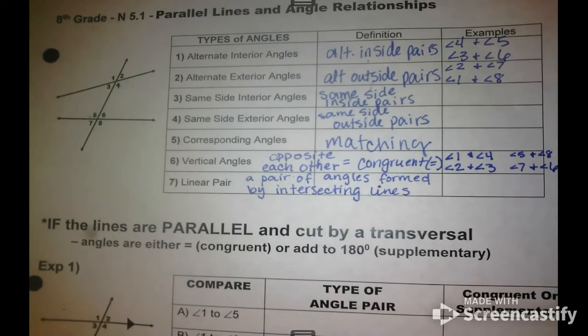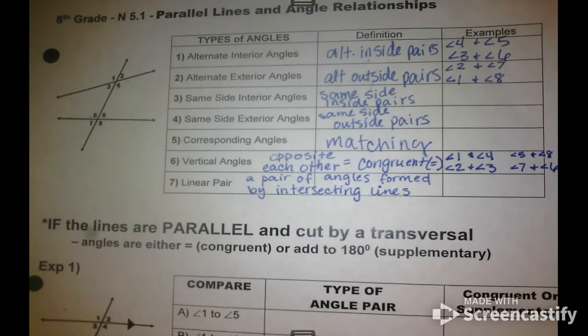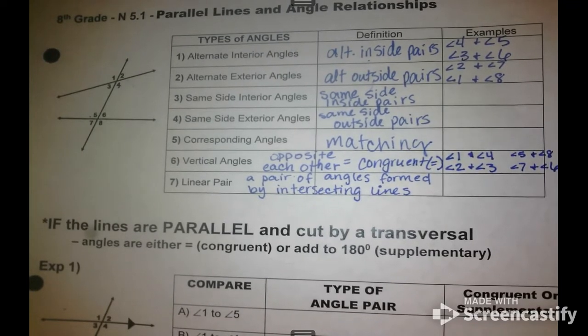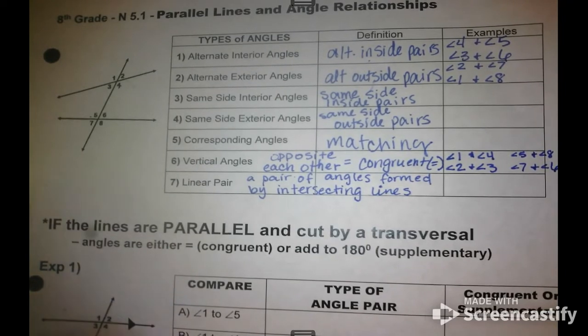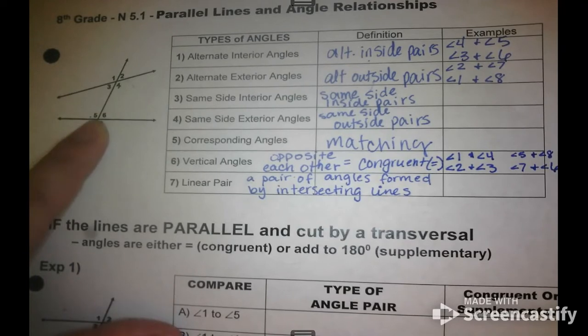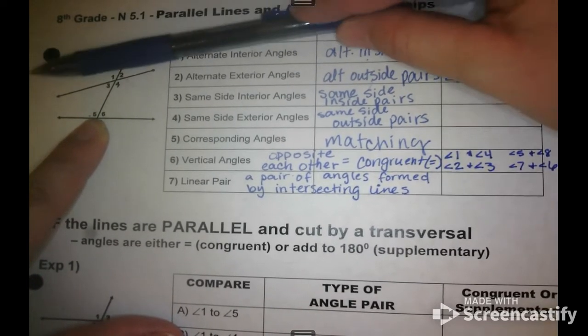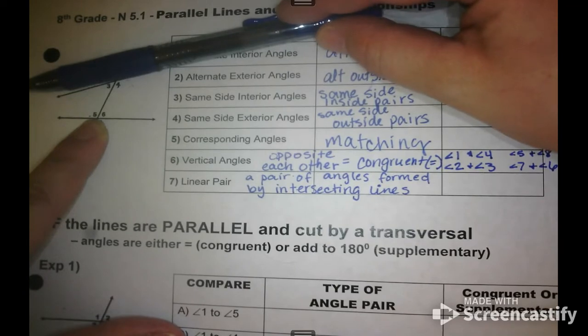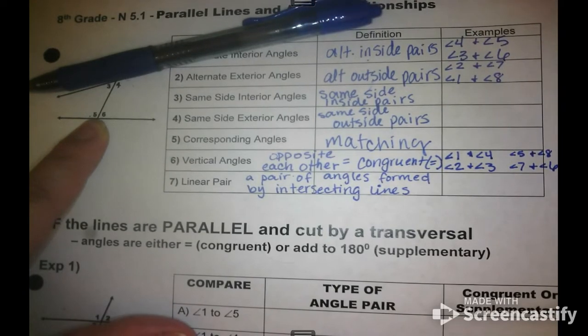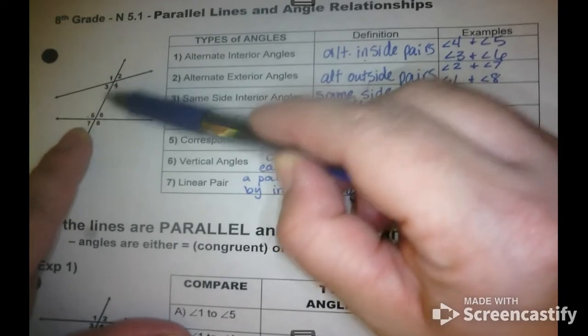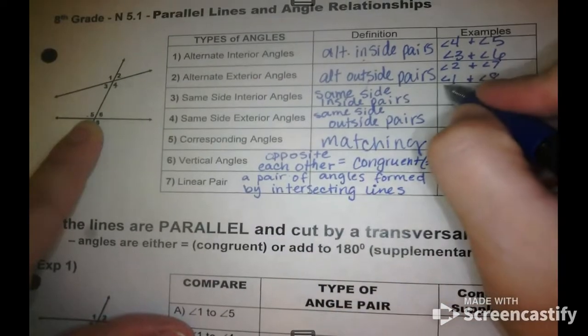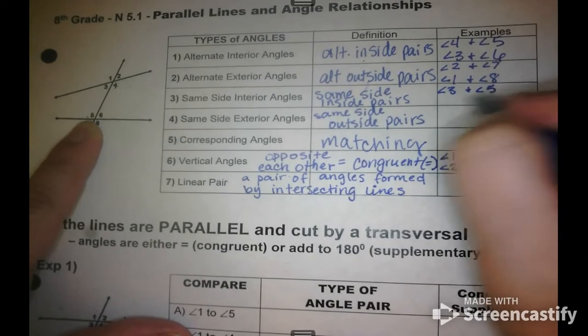All right, so same side interior angles. Interior means what? Inside. And if it's on the same side, so same side inside pairs, what do we think? Is 7 on the inside? Same side inside pairs. So 3 and 5 and 4 and 6. 3 and 5, they're on the same side of that line, and they're both inside. So 3 and 5, and 6 and 4.